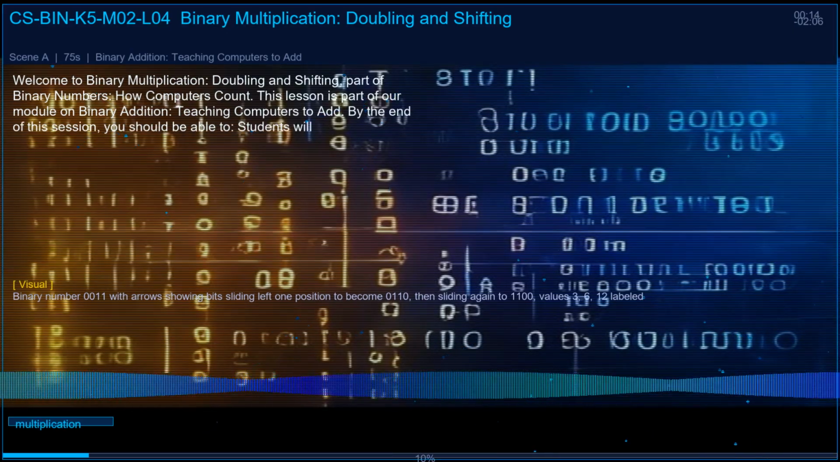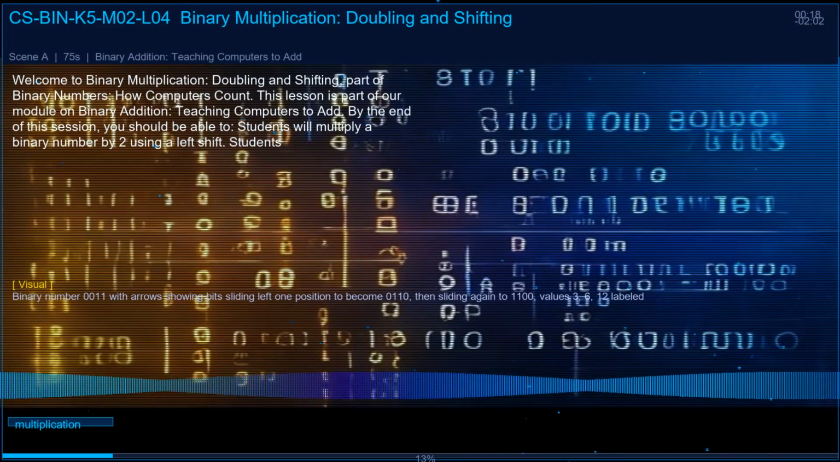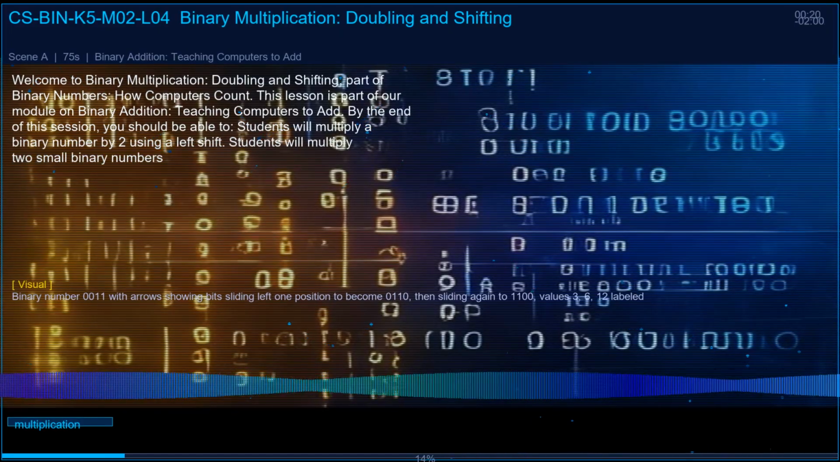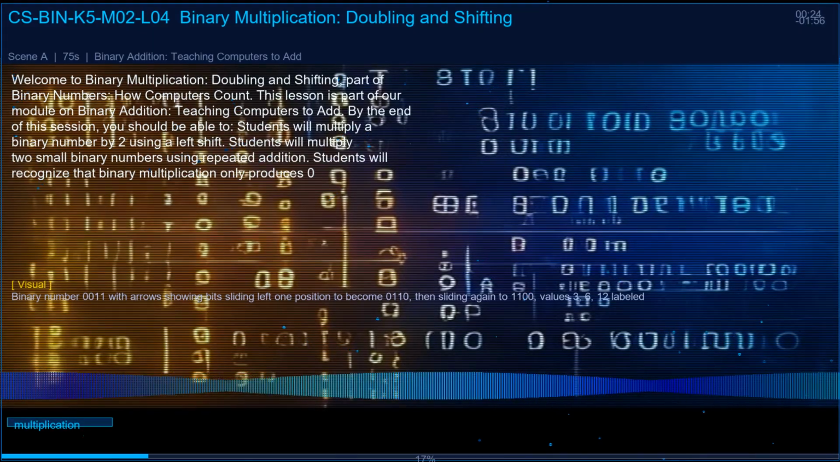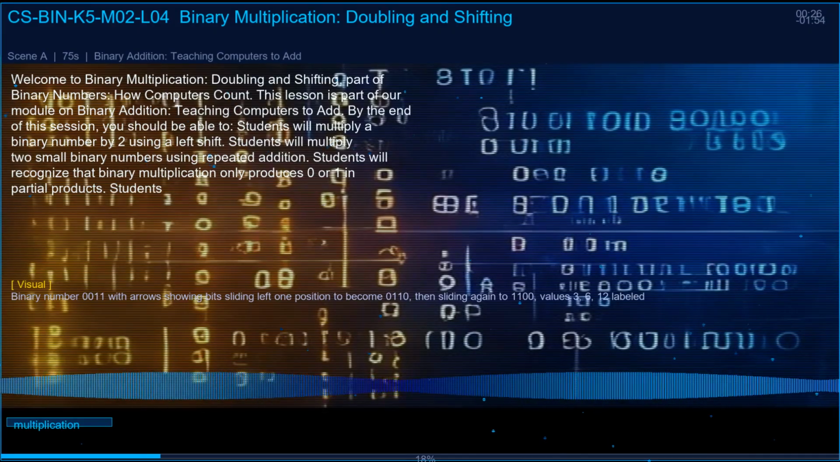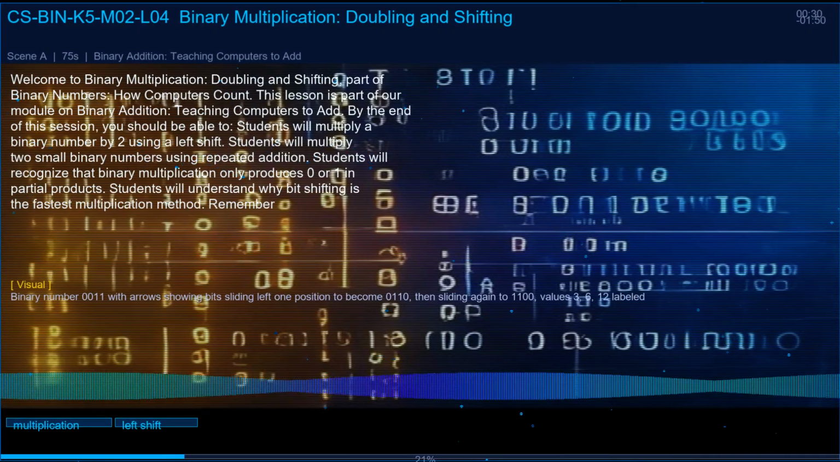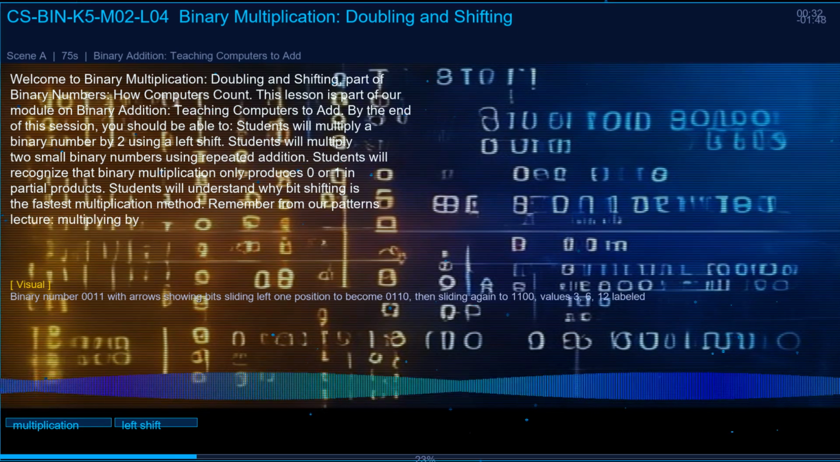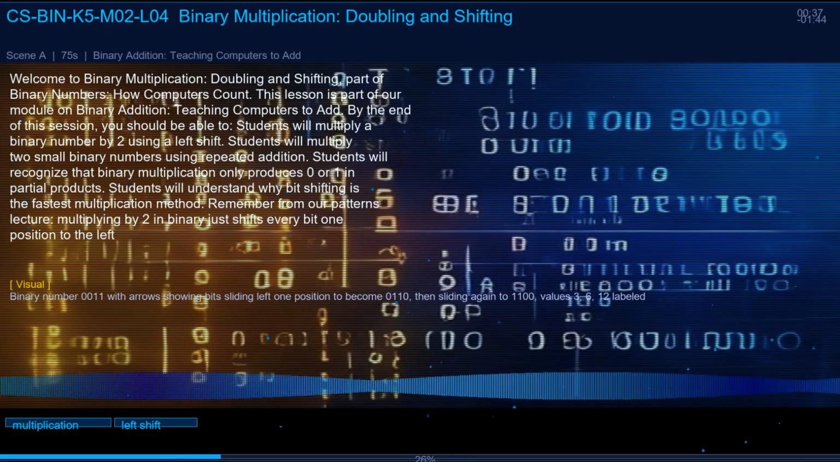By the end of the session, you should be able to: multiply a binary number by 2 using a left shift; multiply 2 small binary numbers using repeated addition; recognize that binary multiplication only produces 0 or 1 in partial products; and understand why bit shifting is the fastest multiplication method.